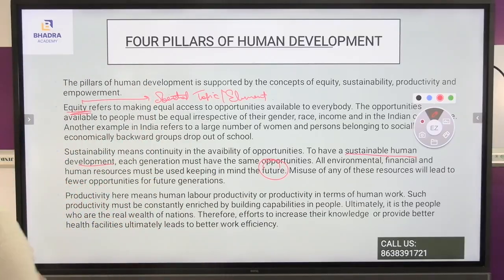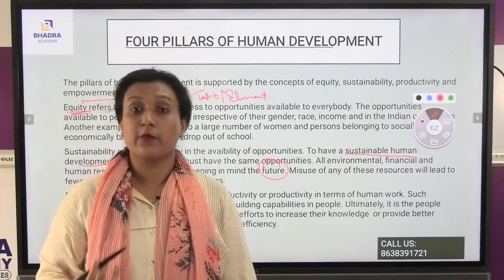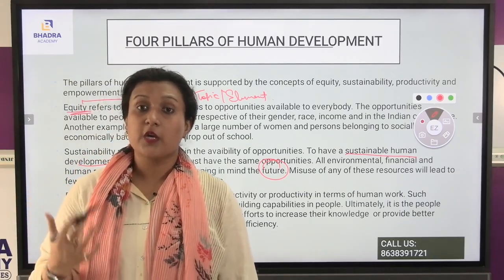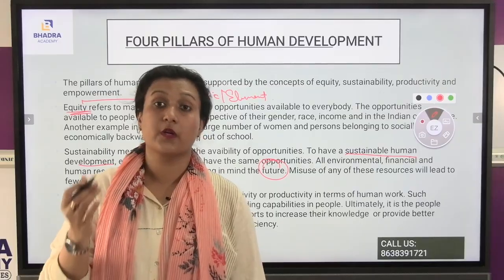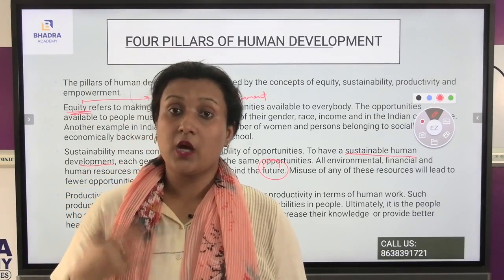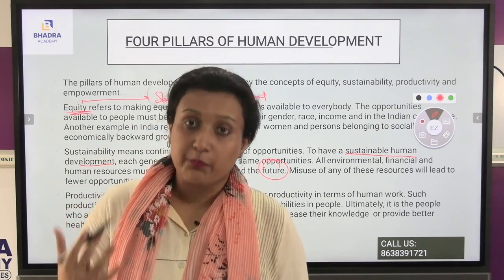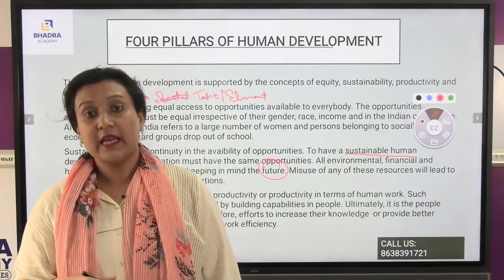Now, productivity here means human labor productivity, or productivity in terms of human work. Such productivity must be constantly enriched by building capabilities in people. What do you mean by productivity? It means work. Human labor productivity means how much an individual can work in a particular institute or in a particular society. This is known as productivity. Productivity must be used in a better way so that all the resources can be used productively by the individuals.